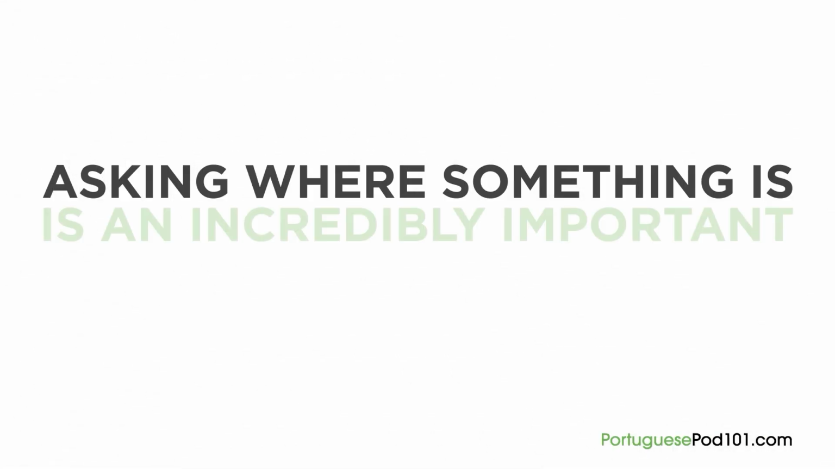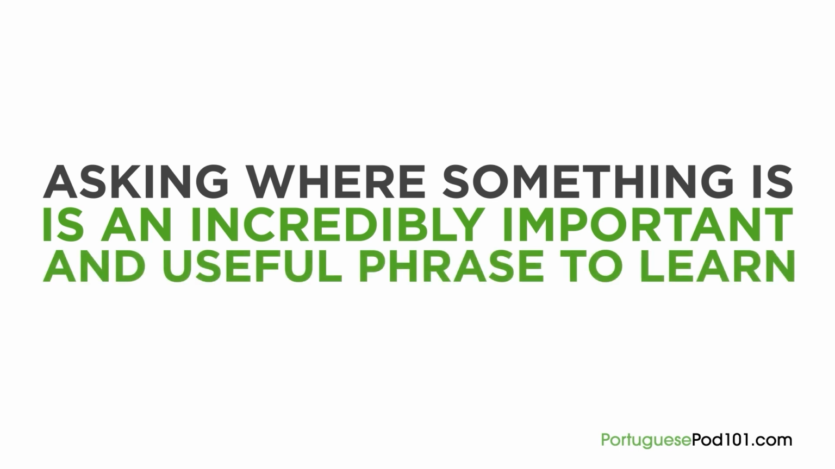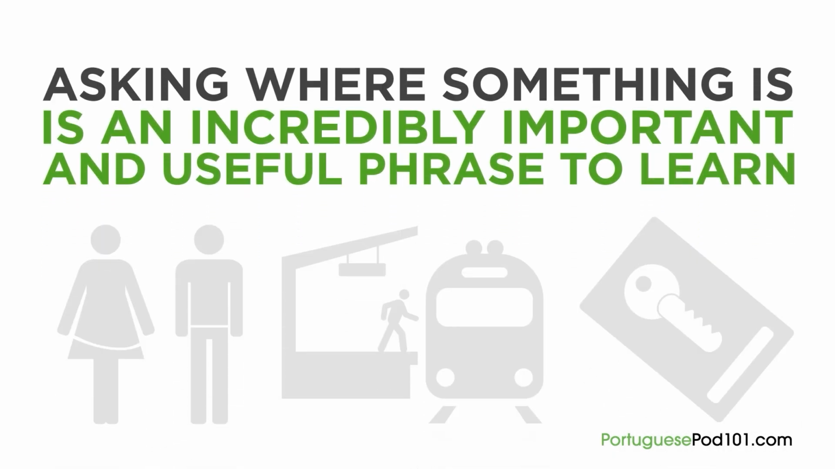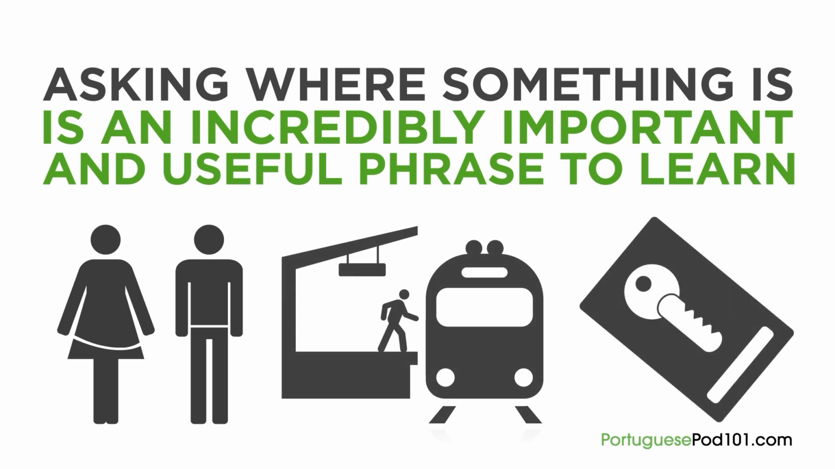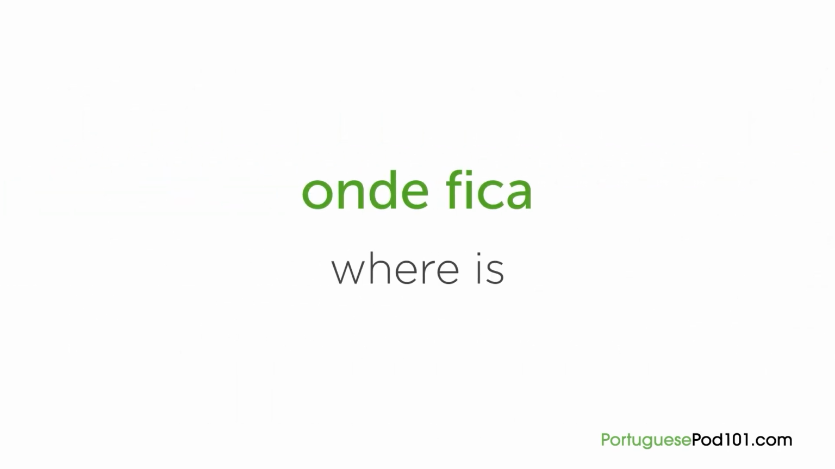Asking where something is an incredibly important and useful phrase to learn. You're going to need this when asking where the bathroom, the subway station, the bus stop, or where the hotel is. To ask where something is, you should say "onde fica?"